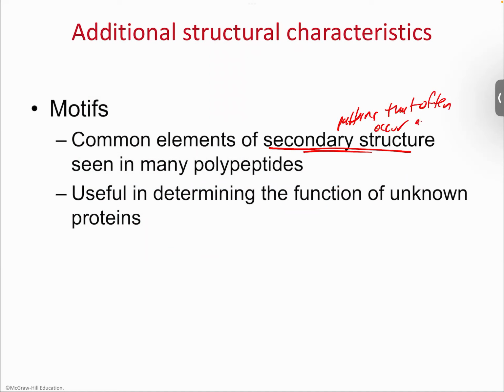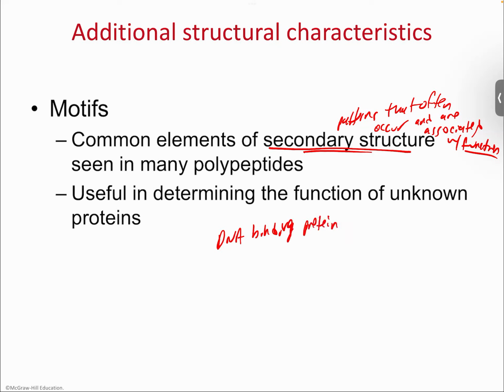And not only do they occur often, but they're associated with function. So oftentimes, if we see a secondary structure pattern, and then we study a particular protein that has a particular function with that. Here's a good example. Let's say we take a DNA binding protein, and there's part of this protein that's designed to bind to DNA.